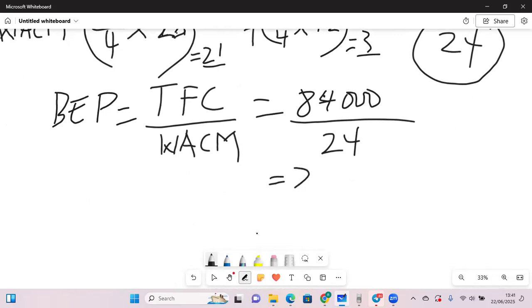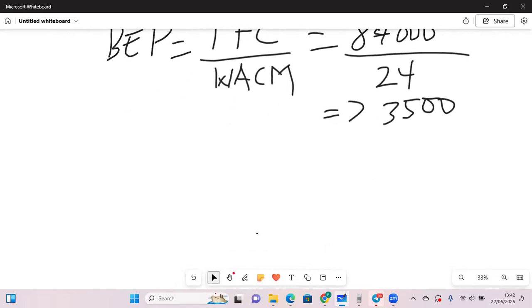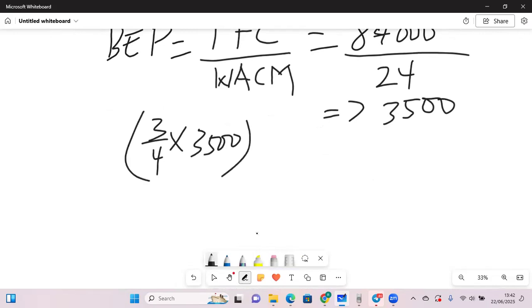So now our new break-even point in units is going to be 3,500. That's the total for the organization. Now, if we want to get it for each unit, we just use their sales mix. So for dress, it's going to be 3/4 times the break-even, and we are going to get 2,625 units.